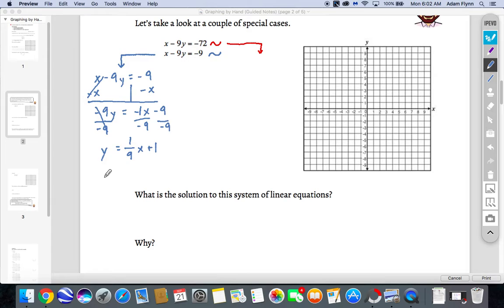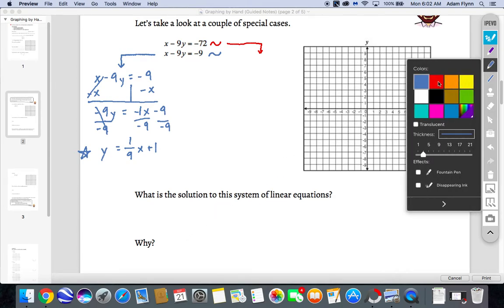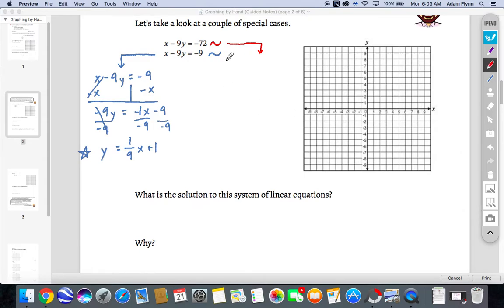So now it is in slope-intercept form because the y is isolated. I've got y equals mx plus b. So I'm just going to put a little star next to this so I know this is the equation that I need to graph. So now I will switch colors and I'll take a look at my red equation. I will rewrite it. x minus 9y equals negative 72. Same thing, I'm just going to try to isolate that y, get it all by itself.